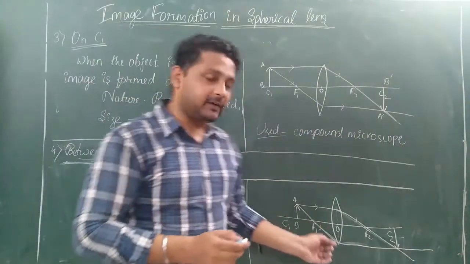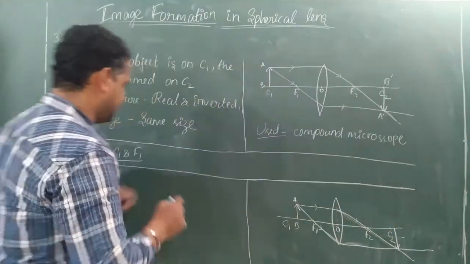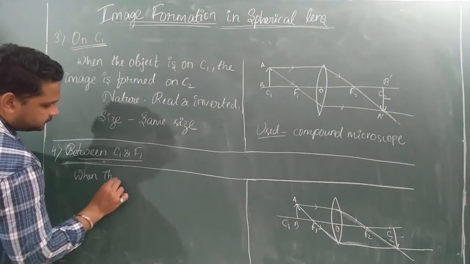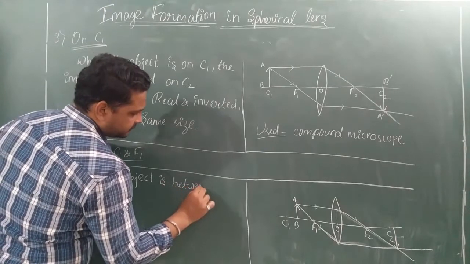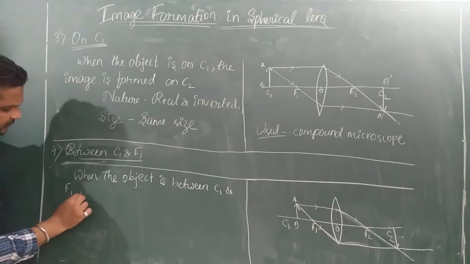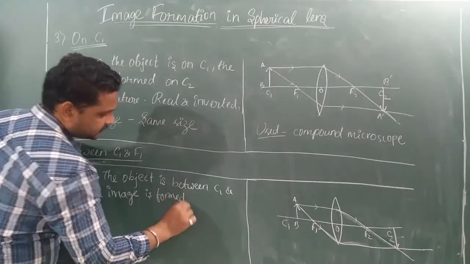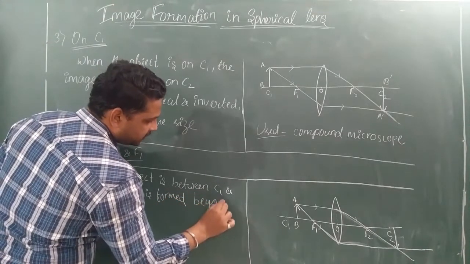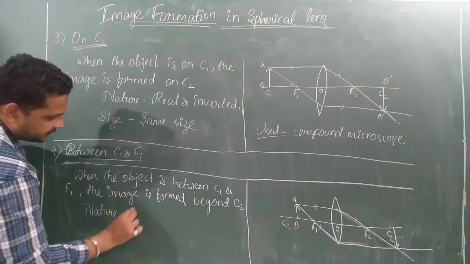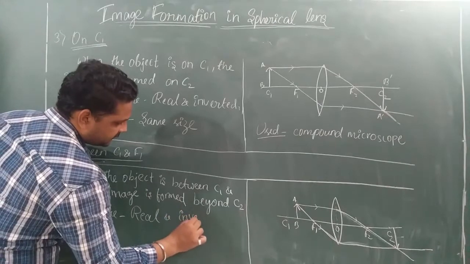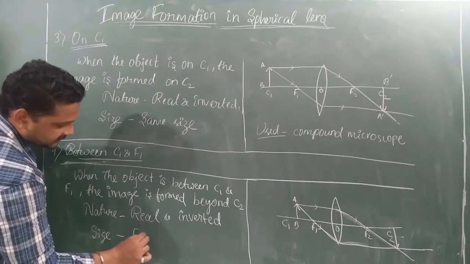So in case of a convex lens, when the object is between C1 and F1, the image is formed beyond C2. An enlarged image is formed. So what you can write? When the object is between C1 and F1, the image is formed beyond C2. Nature is real and inverted. Size, you can see it is enlarged.